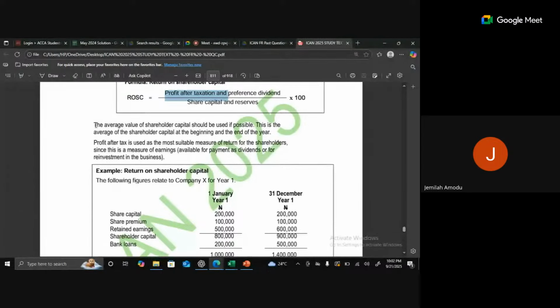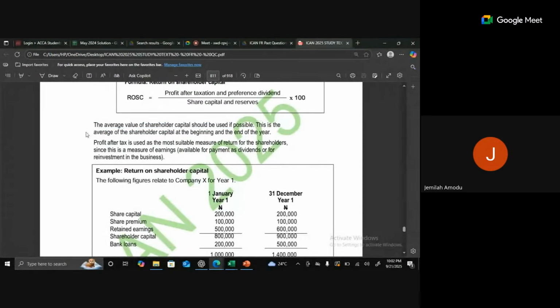Okay, so just hold on. We are getting there so that we will not skip anything at all. They say the average value of share capital should be used, right? The average should be used if you're giving the information. If you're not giving, just use what you have.